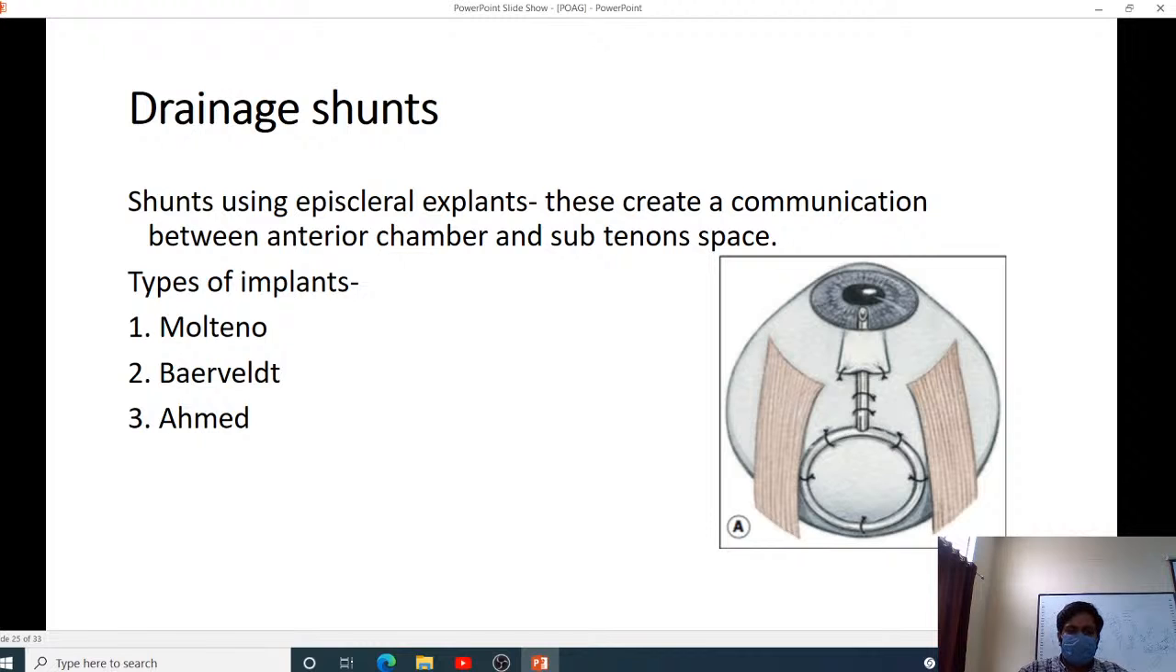Okay, there are different types of these implants. That is the Ahmed valve. Then our own Aravind Eye Hospital has designed a valve called the Aravind Eye Valve. Then there are Molteno and Baerveldt. These are different types of valves. You just have to remember the names. Okay, names are important. Some of these are valved, that is there is a valve present here. If IOP increases more than a set point, the valve opens and the aqueous is drained, and some of them are non-valved, that is there is no valve present and there is continuous drainage of the aqueous humor. Okay, this much you have to remember.